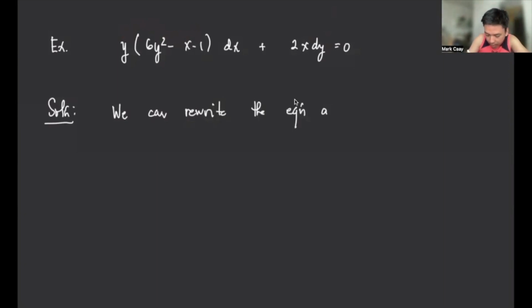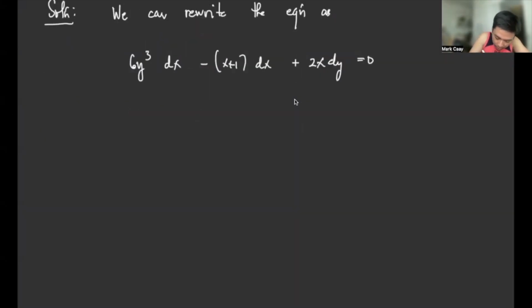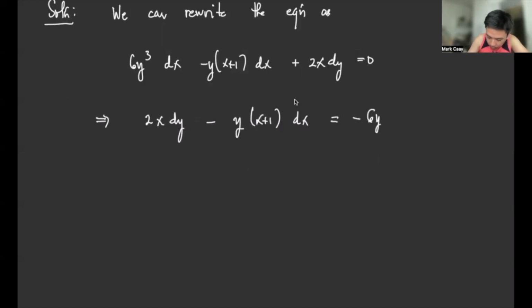So I'm writing it formally as 6y cubed dx. Bali, dinidistribute ko siya. And then eto, ayokong ihiwalay lang muna, so I would have minus y(x plus 1) dx, and this is plus 2x dy equals 0. If I'm going to rewrite it further, I would have 2x dy minus y(x plus 1) dx, and I'm going to transfer this as negative 6y cubed dx.